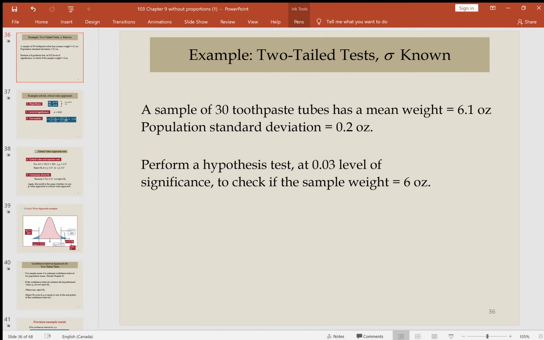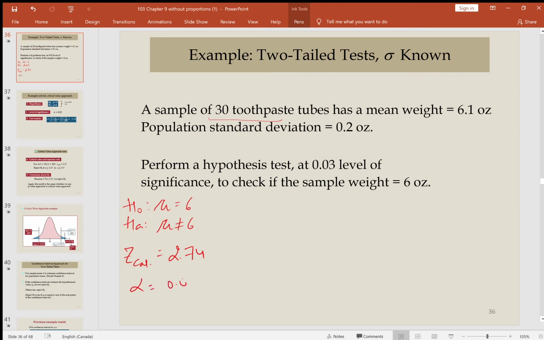Okay, so sample of 30, so n is 30. Remember, we've already formulated the null and the alternate. The null is mu equals 6, alternate is mu is not equal to 6, and z calculated was already 2.74.